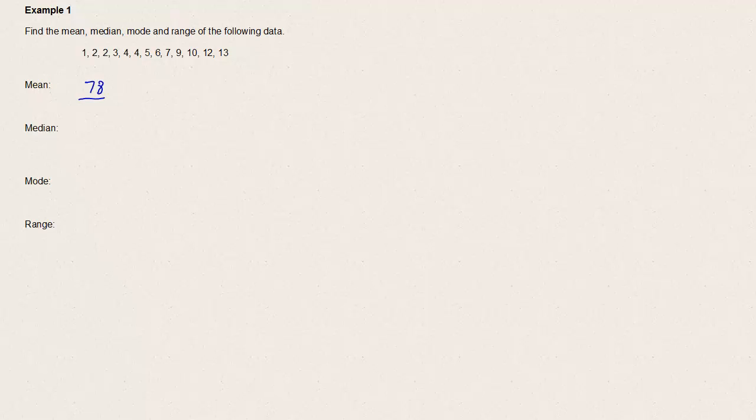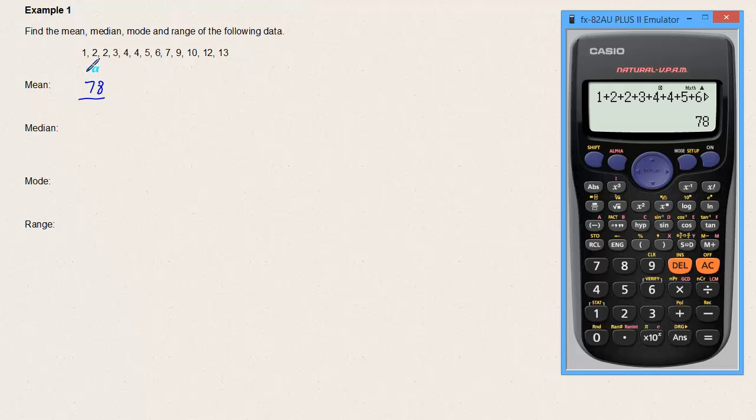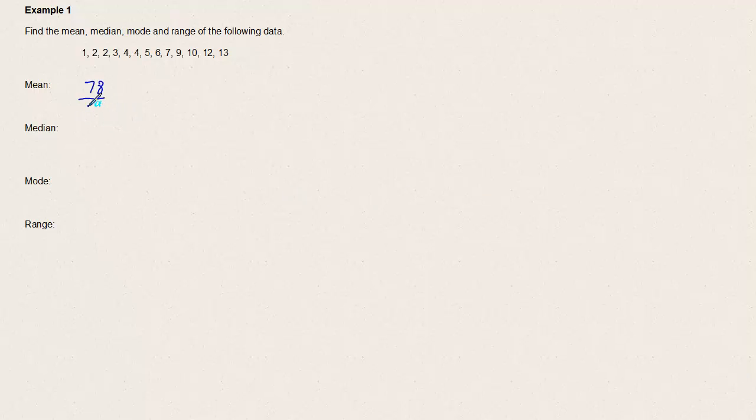And then we divide by the number of pieces of data. So it's 1, 2, 3, 4, 5, 6, 7, 8, 9, 10, 11, 12, 13. So we'll divide that by 13. And that gives us 6. So 78 divided by 13 is 6, and that's the mean.